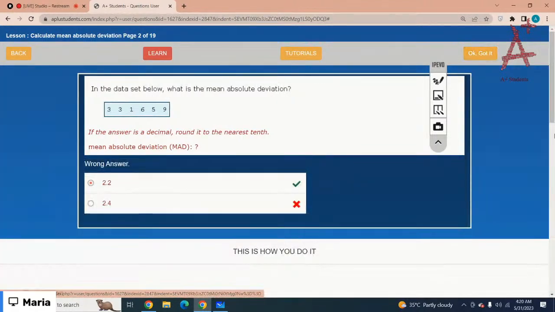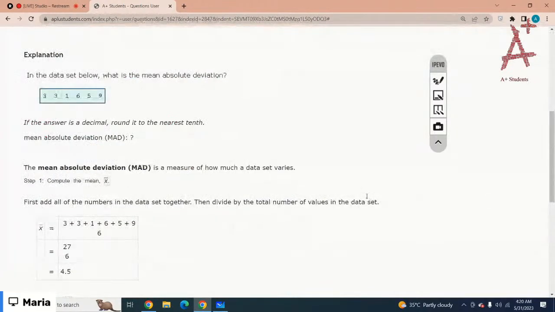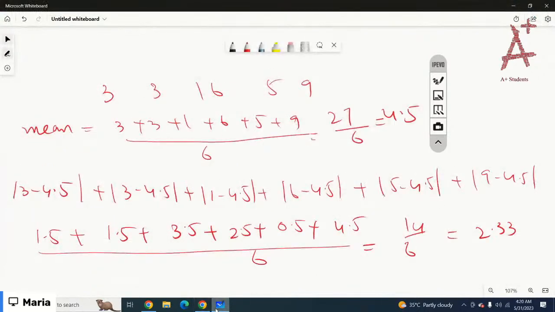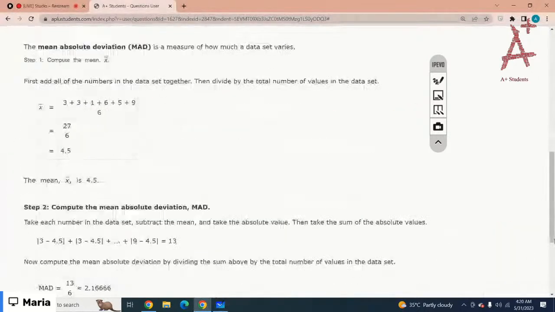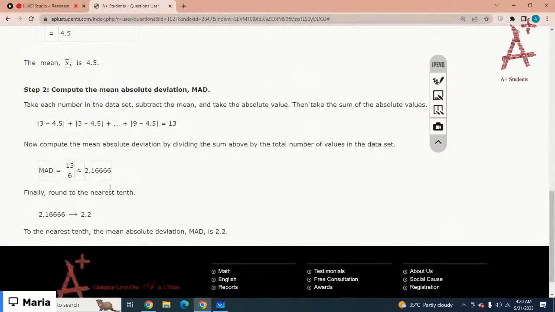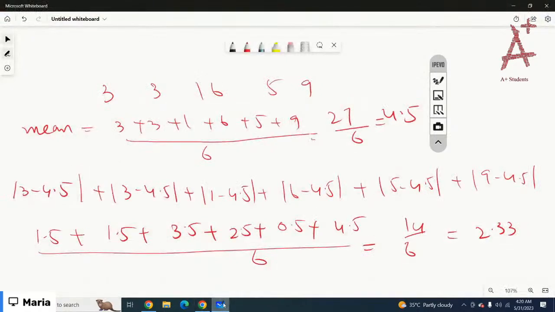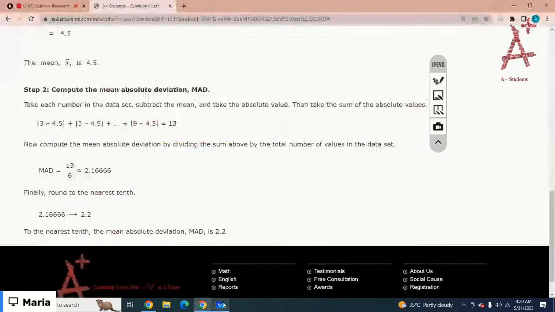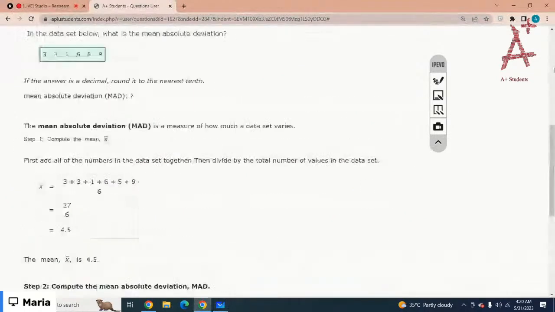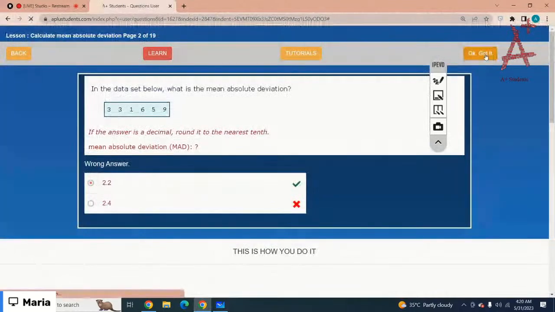Okay, it would be 2.2. Let's just do another example.